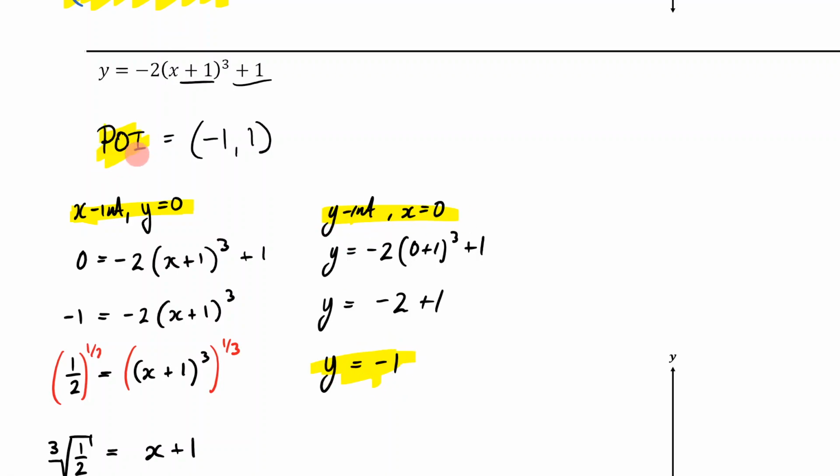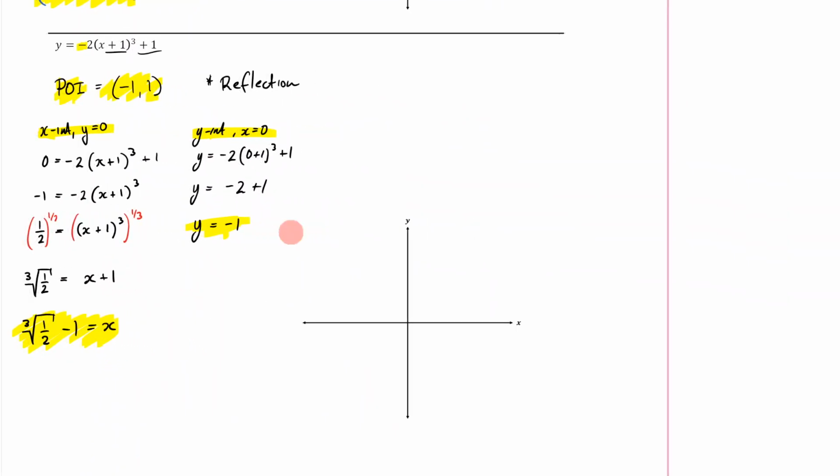I have my point of inflection. Is there anything else I need to know about this graph? And there actually is, and it's this out the front. This is telling me that I have a reflection going on. So we have to also take into account that we have to put a reflection in here. So what I'm going to do now is zoom out, look at my graph and say, all right, I'm at -1, 1 here. This is my point of inflection, which is flat. And because it's negative, it means it's going to be going down.